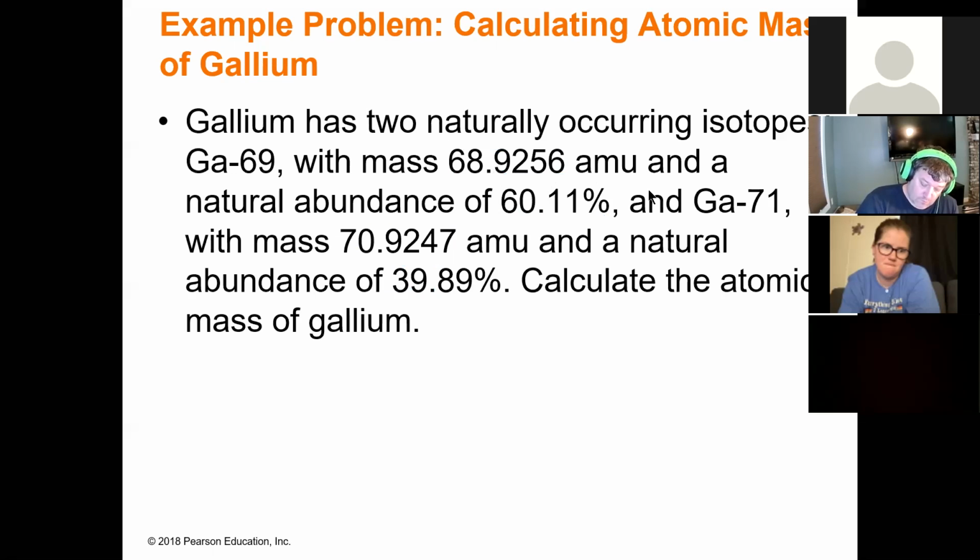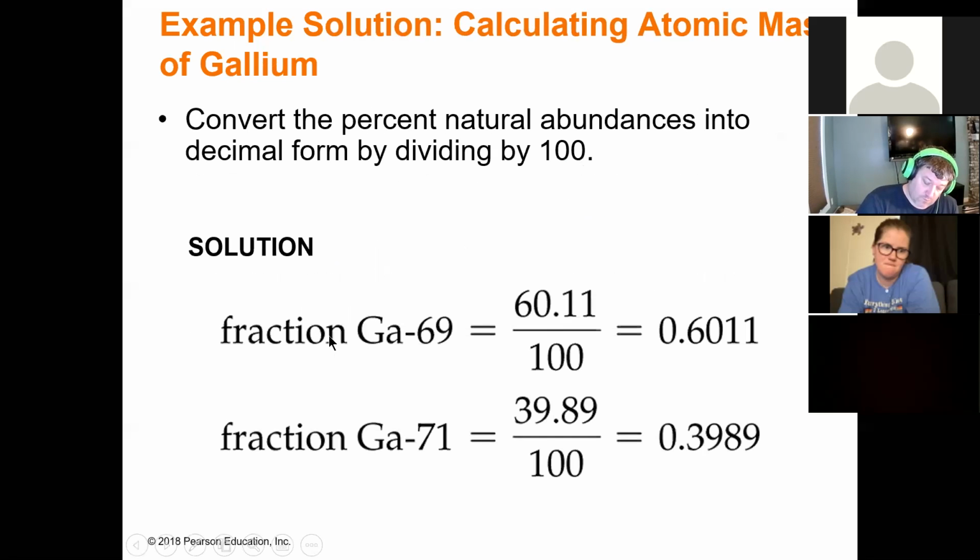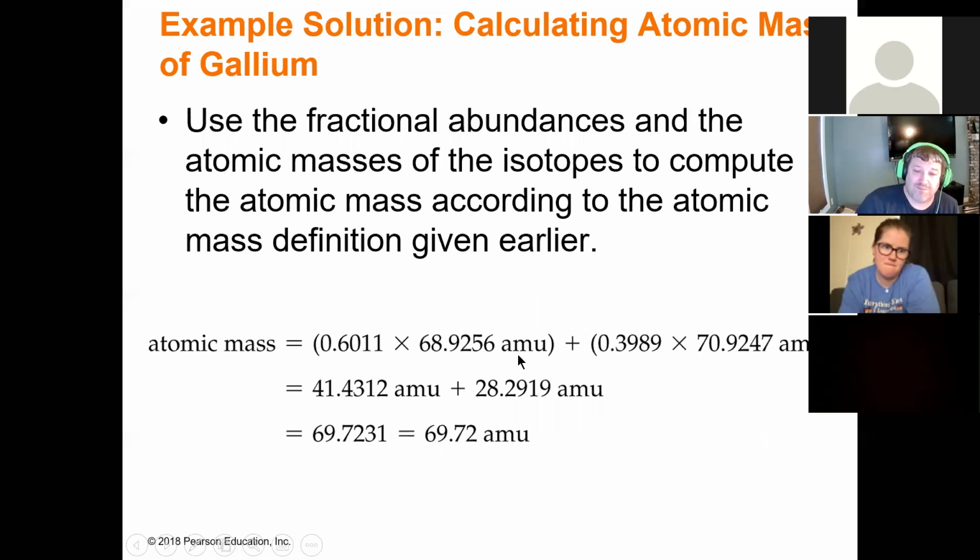So let's look at the pathway through the slides here. They've gotten the percentage into the decimal. We just move the decimal over 2 places. It does the same thing. Then we take that, multiply it by its mass, and then add them together. And we get 69.72 for gallium, which, if I reference the periodic chart, yeah, close enough. Mine says 69.723. And so that's how you do that.